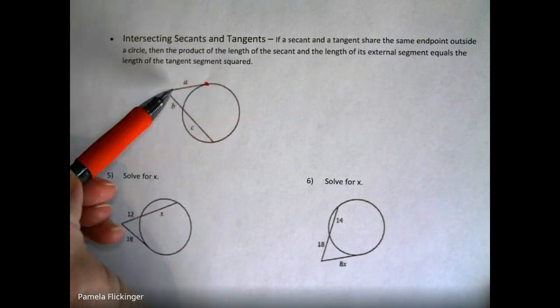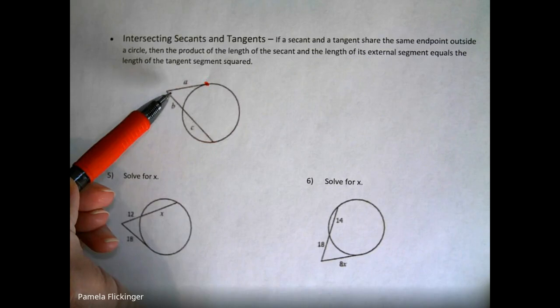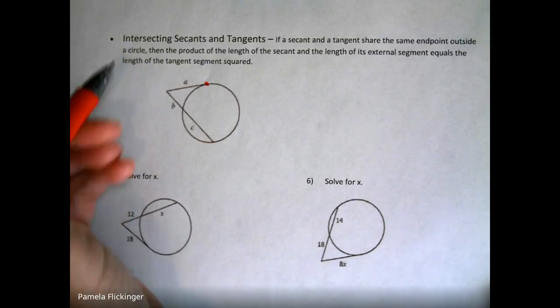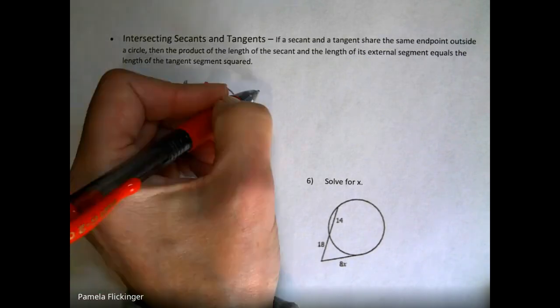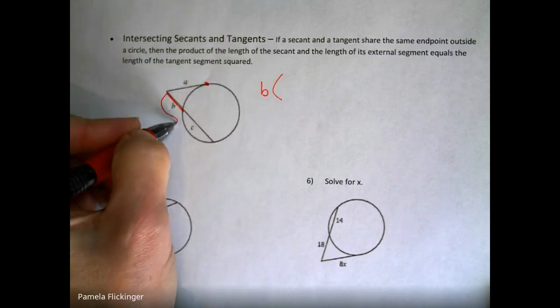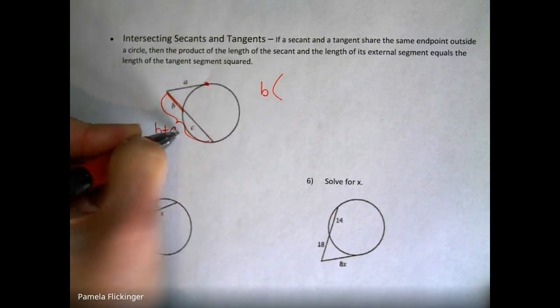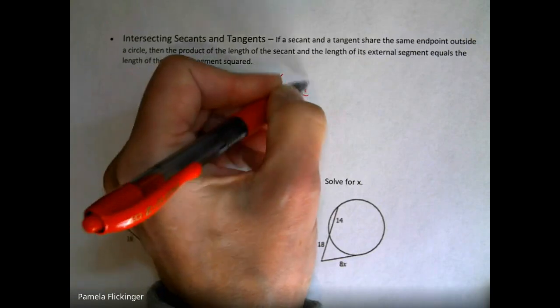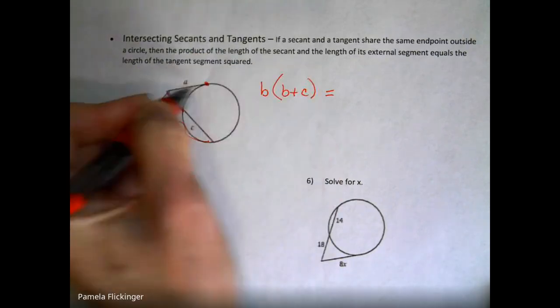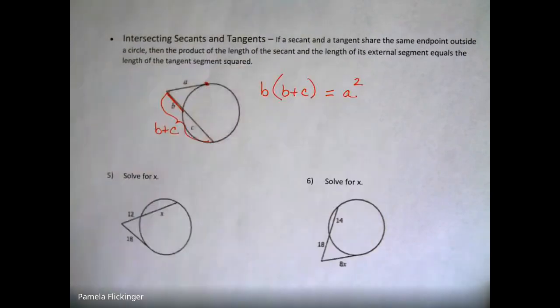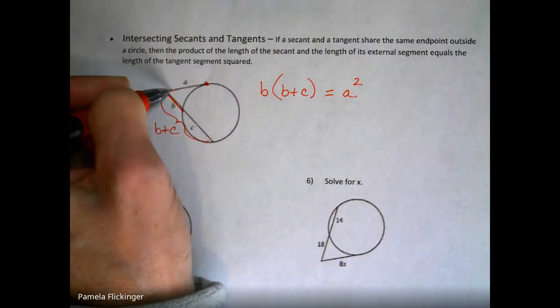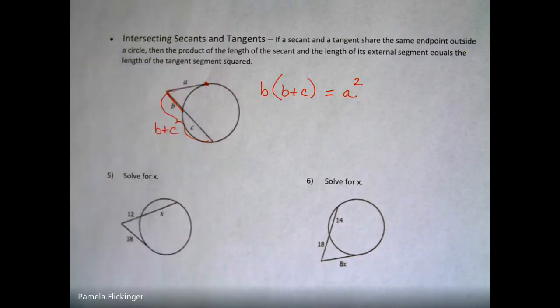So in other words, it's the external part, which is A, times the whole tangent, which is also A. All right? So we've got the external part B times the whole secant segment, which is B plus C. And that will equal the A squared. Again, it's kind of the same thing because A represents the external part and it represents the whole tangent. So it's like doing A times A.